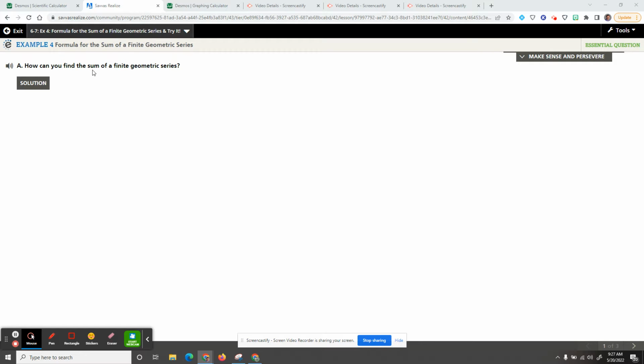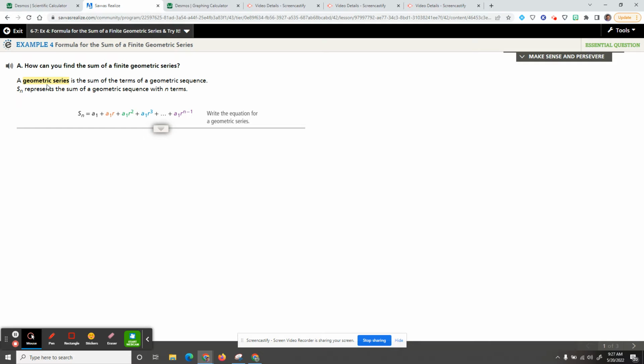Sum means we're going to add it all up, right? So a geometric series is a sum of the terms of a geometric sequence. So this is notation that represents a finite geometric series. So the sum is equal to the first term plus the first term times the common ratio plus the first term times the common ratio squared. And you're going to keep increasing the exponent on that common ratio until you get to the end.